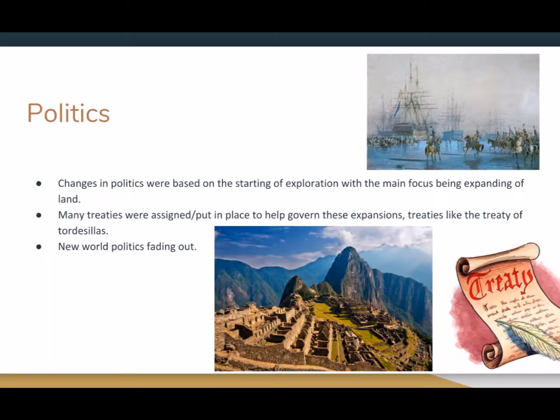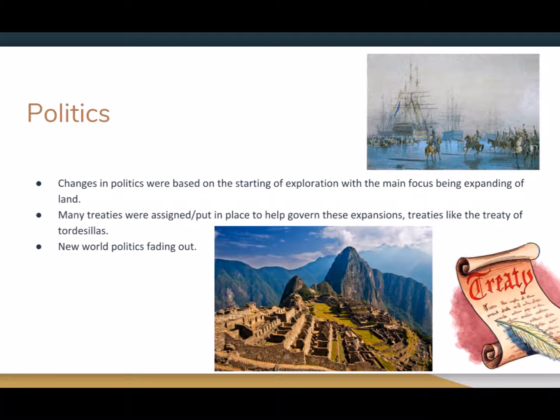Persia. In this time period, there were many political changes. The main political change was the exploration. Several countries, especially the Portuguese and the Spanish at the start, were funding exploration.